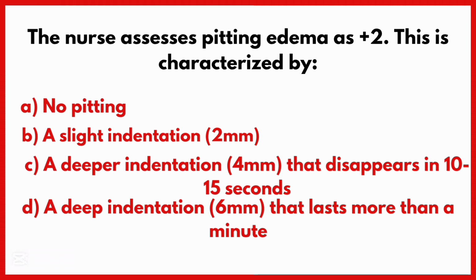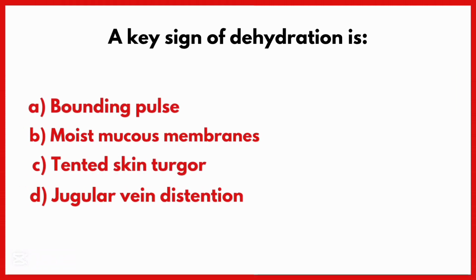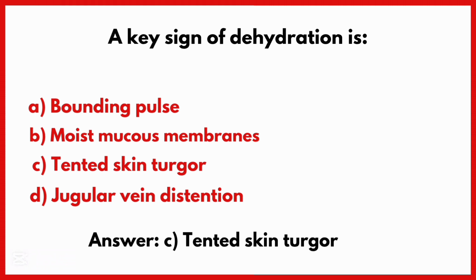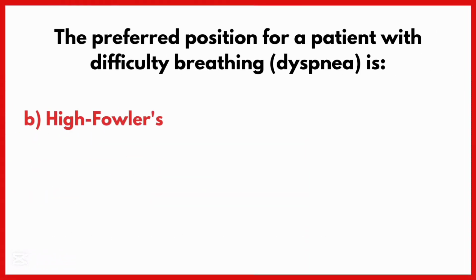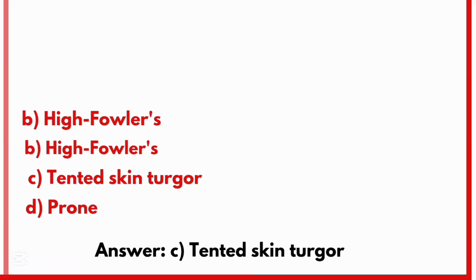Correct answer is option C. A key sign of dehydration is. Correct answer is option C. Tented skin turgor. The preferred position for a patient with difficulty breathing is. Correct answer is option B. High Fowler's.